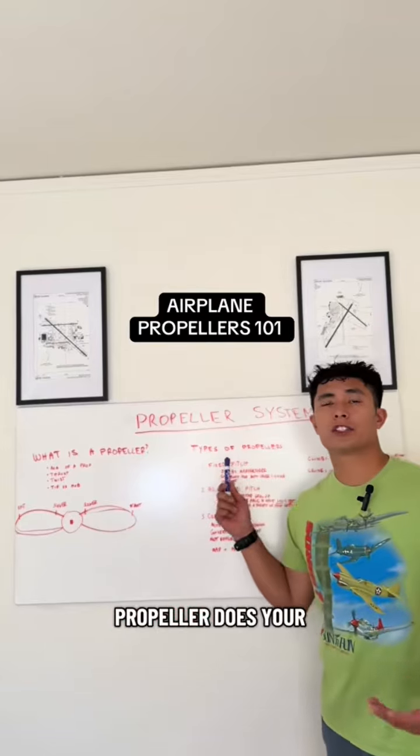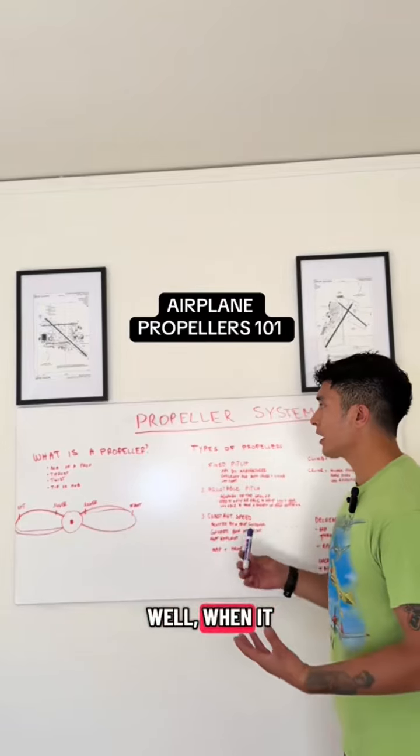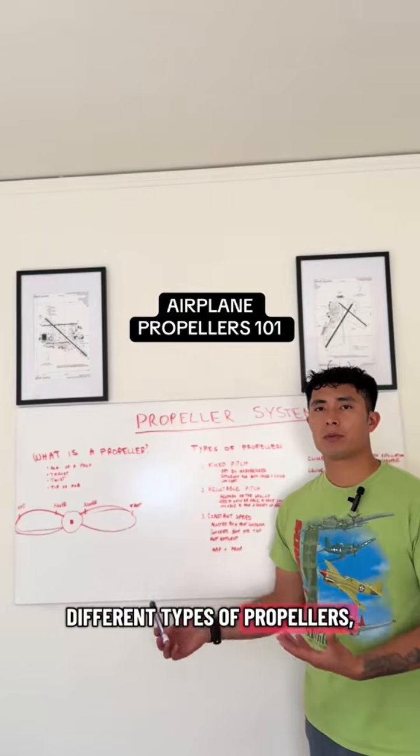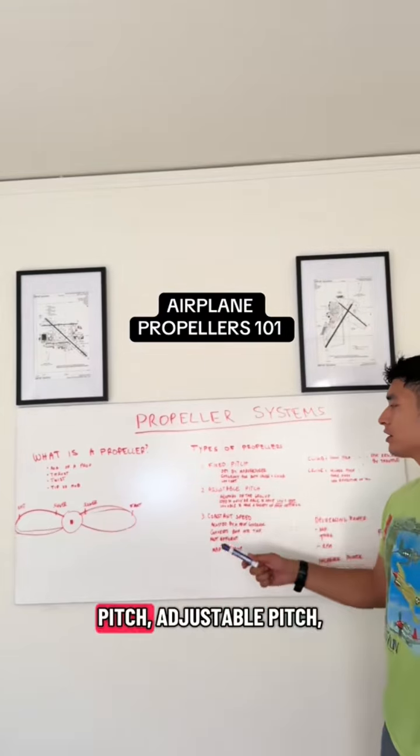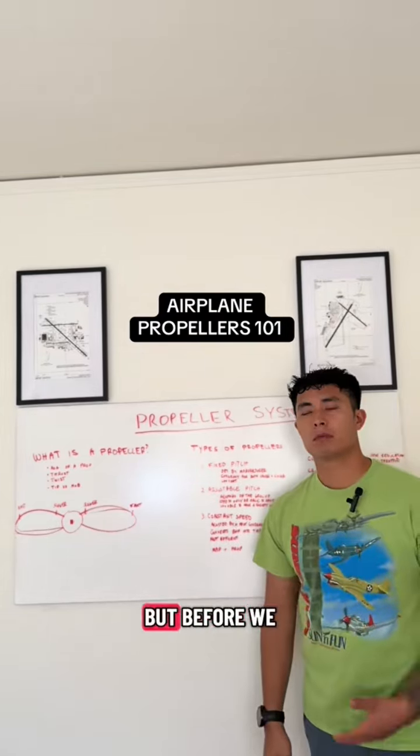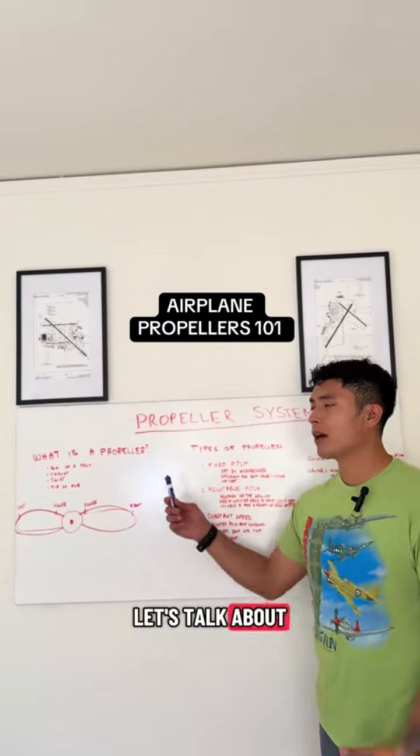What kind of propeller does your plane have? Well, when it comes to our different types of propellers, we have fixed pitch, adjustable pitch, and constant speed. But before we talk about that, let's talk about what a propeller is.